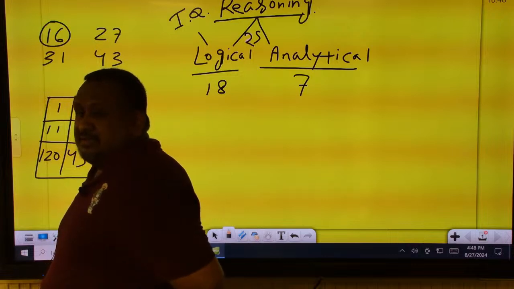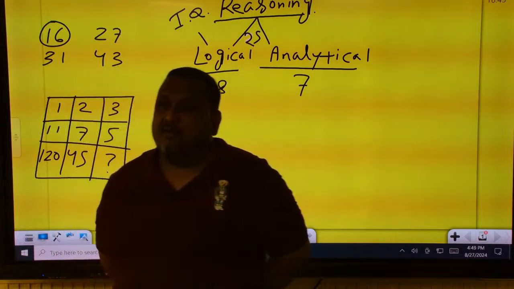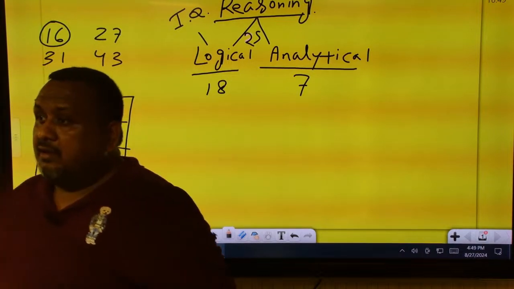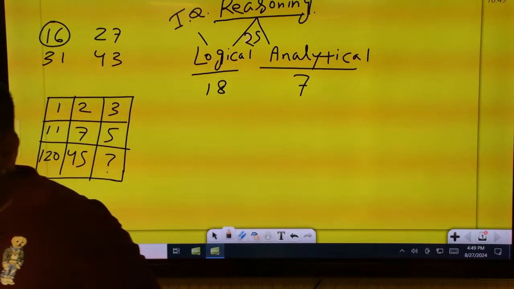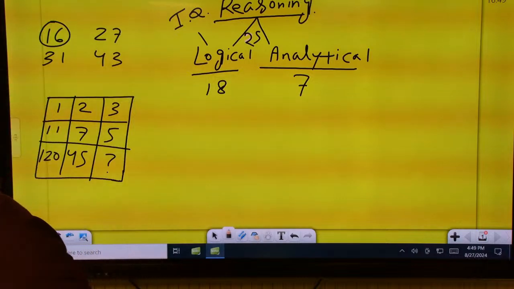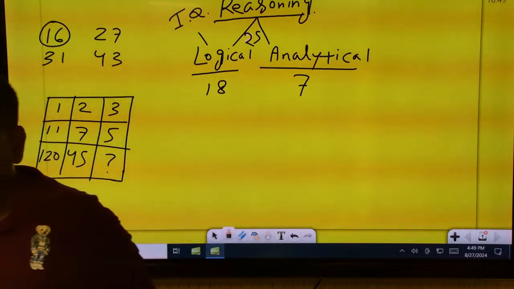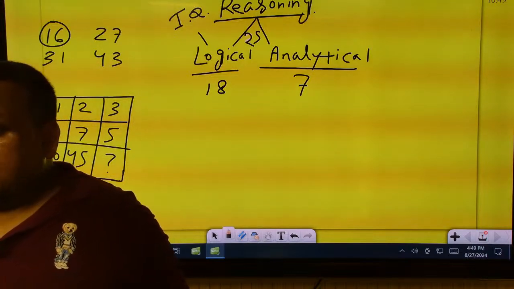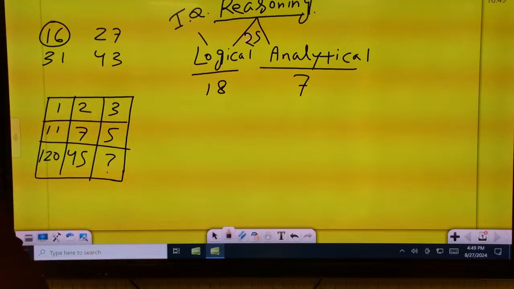Answer 16. Your answer is 16. Anyone whose answer is 16? Your answer is 16. Do you have logic? 16. Look, the last person who raised a hand, I will ask the logic. So don't just follow blindly.